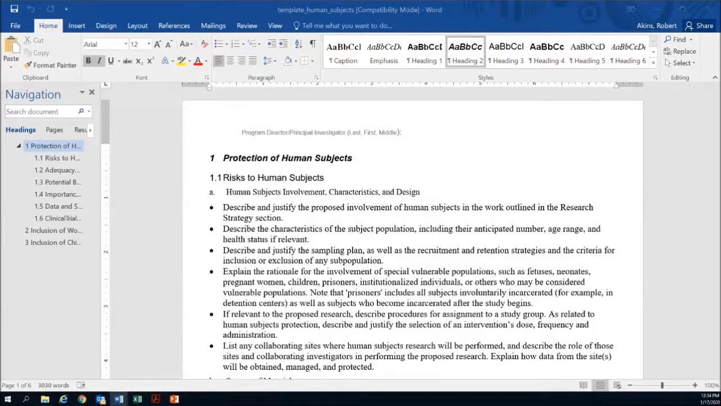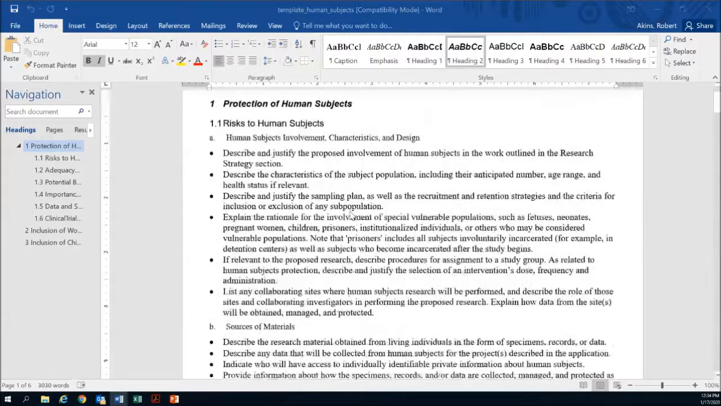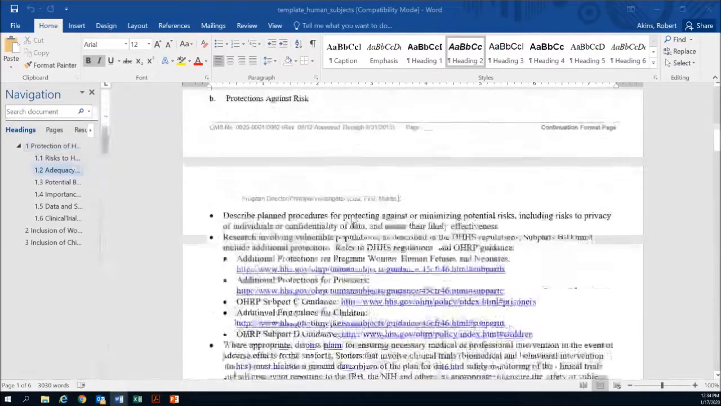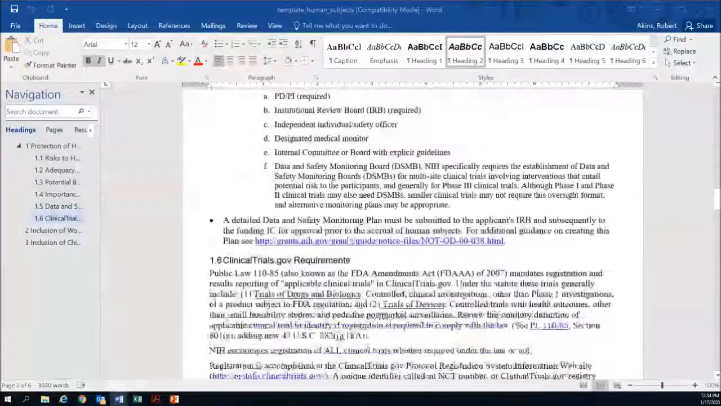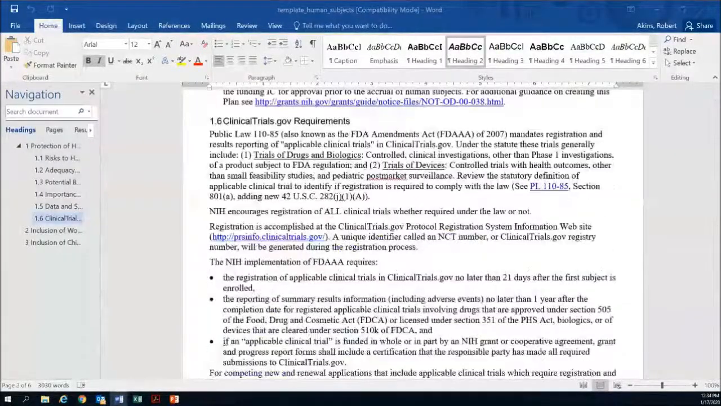So this is for human subjects. Again, this is just telling you what you need to provide. And this is divided up into sections, right? So anything that involves human subjects, you've got to do all of this. Okay. So I think it's a little bit better to look at one.